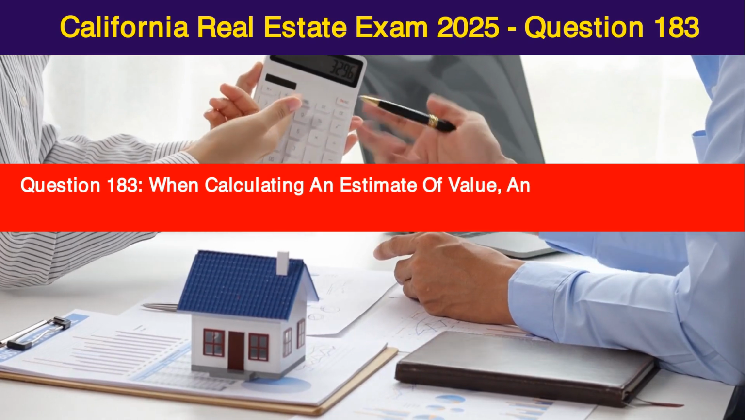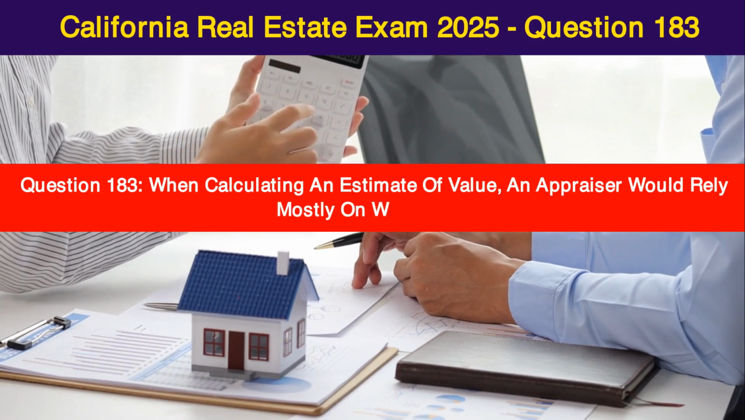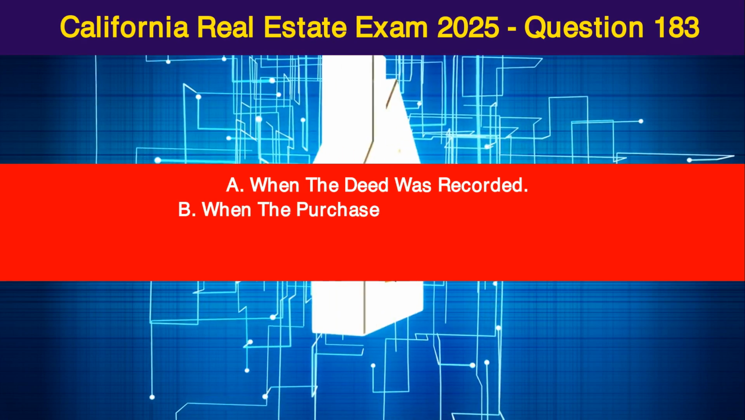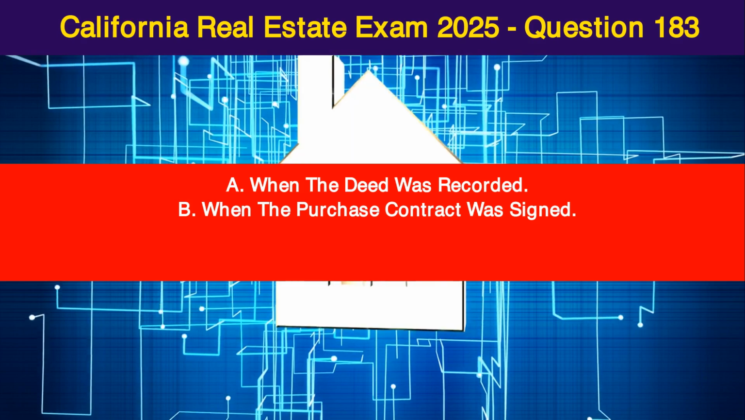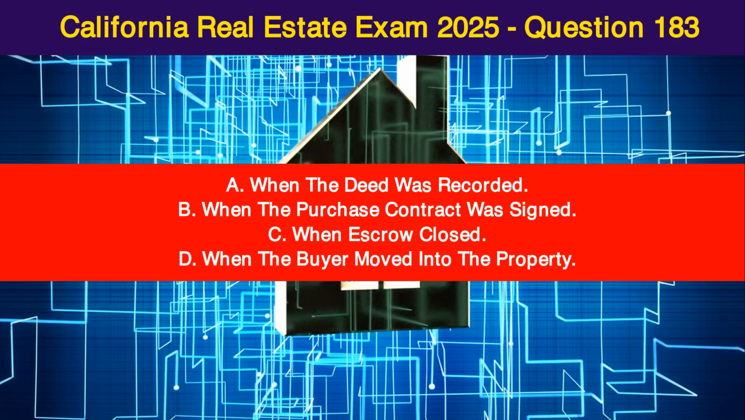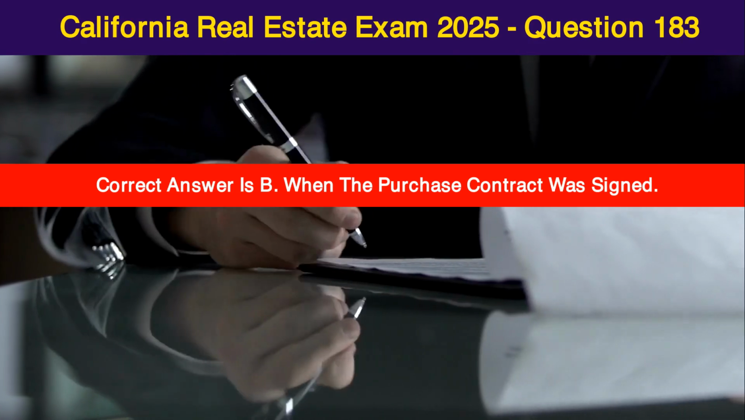Question 183. When calculating an estimate of value, an appraiser would rely mostly on which date? A. When the deed was recorded, B. When the purchase contract was signed, C. When escrow closed, D. When the buyer moved into the property. Correct answer is B. When the purchase contract was signed.